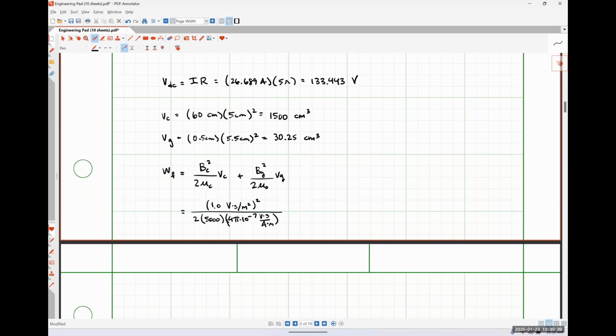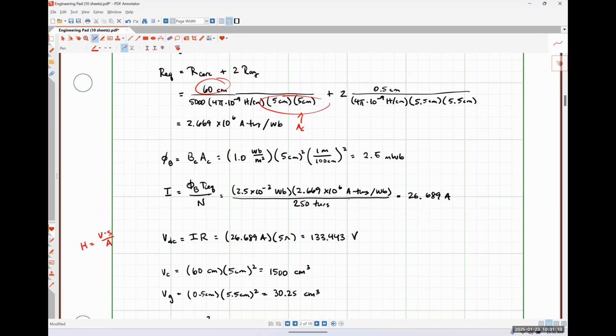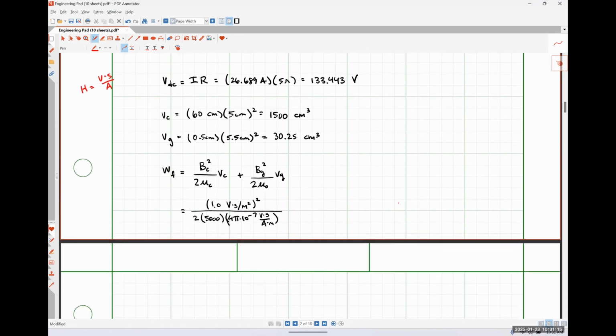So are we okay with where those units came from? Not trying to be obtuse or anything, I just want to make sure that you get it. A henry is a volt second per amp. And I'm using 10 to the minus 7 as opposed to 10 to the minus 9 like we used up here, because I want it in henries per meter to cancel out the meters of the Tesla relationship.